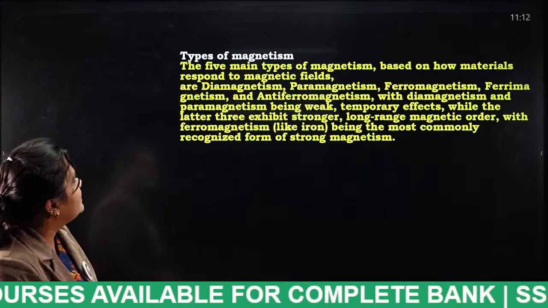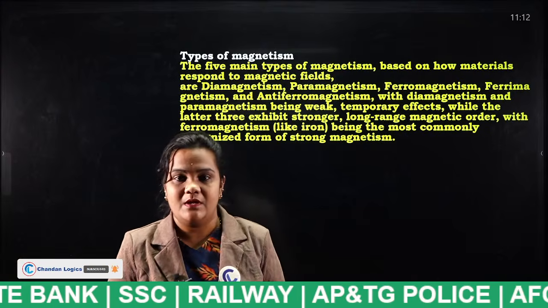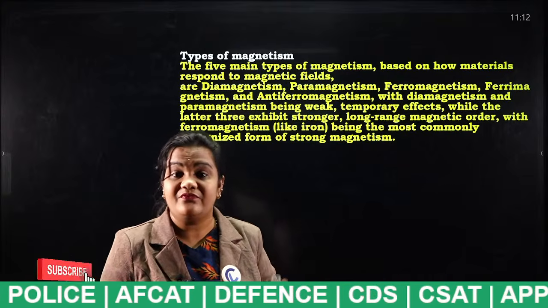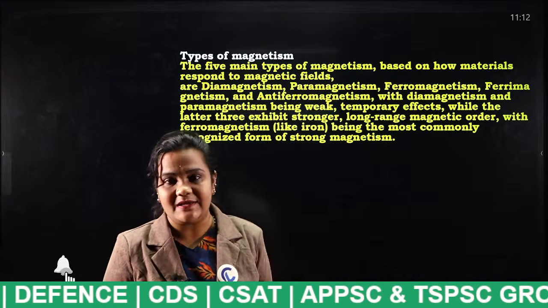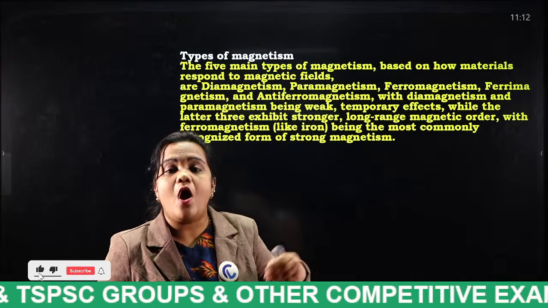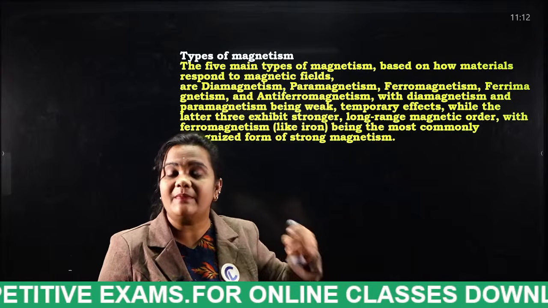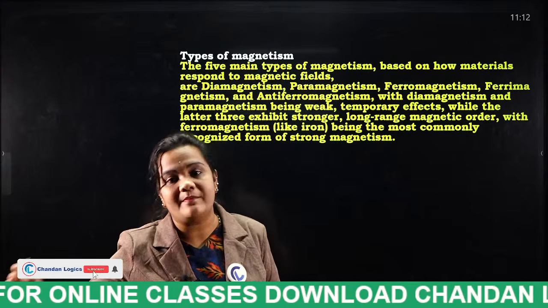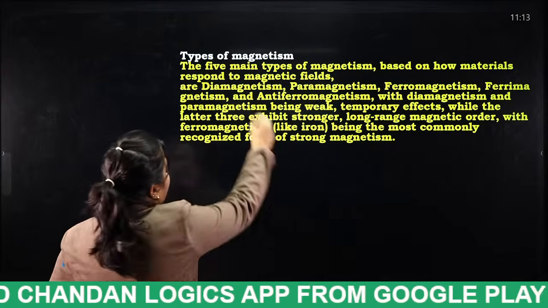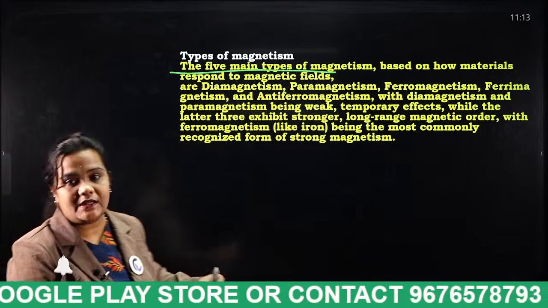Next, types of magnetism. In general, we have five types of magnetism: diamagnetism, paramagnetism, ferromagnetism, ferrimagnetism, and antiferromagnetism. In detail, we are going to discuss each and everything: how the materials behave, and what the types of those materials are, whether a magnetic material or a non-magnetic material. In this session, we are going to know that. The five main types of magnetism are based on how materials respond to magnetic fields.